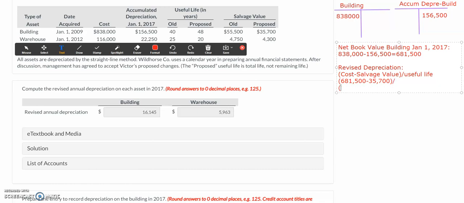And once we have that, we're going to divide that by our useful life that is remaining. So our proposed useful life is 48 years. And we want to realize that we have some years that have already passed. So if we acquired this building in 2009, that means that we depreciated it in 2009, 10, 11, 12, 13, 14, 15, and 16. So we've already depreciated this for 8 years. So that means that we have 40 years left to depreciate this building. So that will give us our annual depreciation, which is revised to be $16,145.